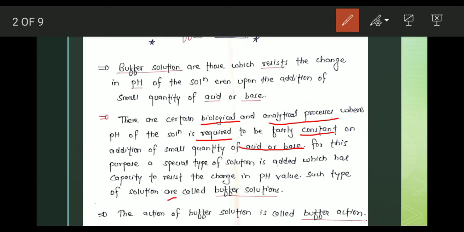Actually, the buffer solution has a huge role in clinical research, biological and analytical processes. It is required in most of the cases, and in most clinical tests as well, buffer solutions are required, so that they can resist the change in pH of that particular solution even when acid or base is added. So this is the basic idea. The action of a buffer solution is called buffer action.